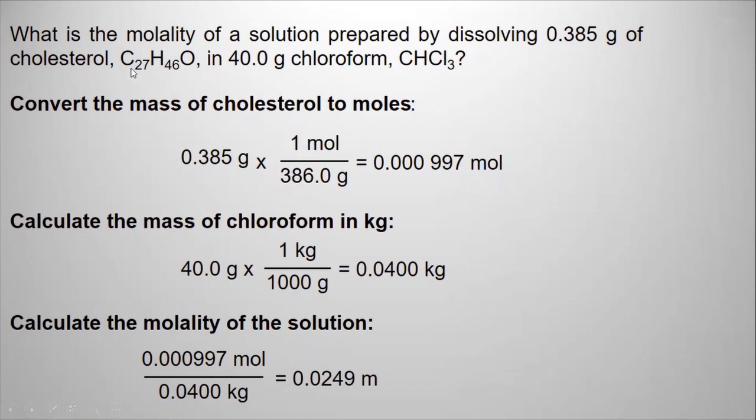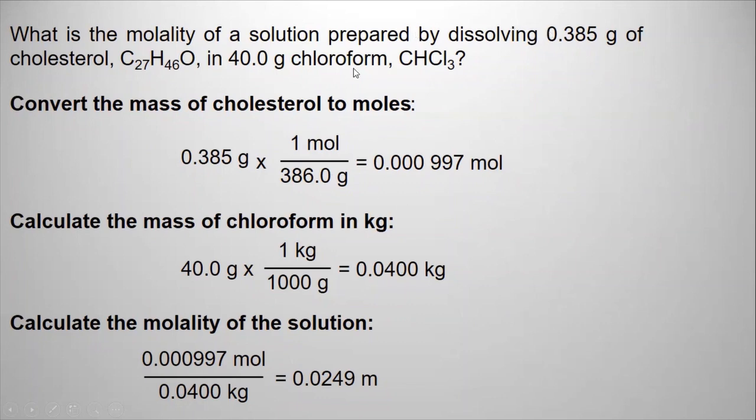How can I get the molar mass? You are given the formula. 27 times 12 plus 46 times 1 plus 16. So you have the atomic mass, you have the formula, you will be able to determine the molar mass. Dividing 0.385 by 386, that will give you 0.00997 moles. So this is the moles based on that.